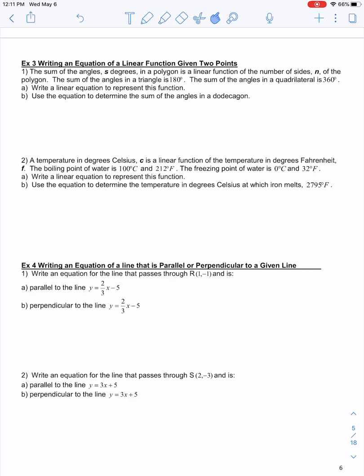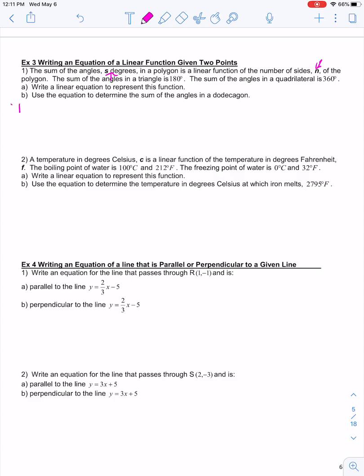So the number of sides is our independent variable. The sum of the sides depends on how many sides we have. So for a triangle, we have the number of sides, which is 3, and the sum of the sides, which is 180. For a quadrilateral, we have the number of sides 4 and the sum of the sides, which is 360. So what we want to do is come up with an equation.